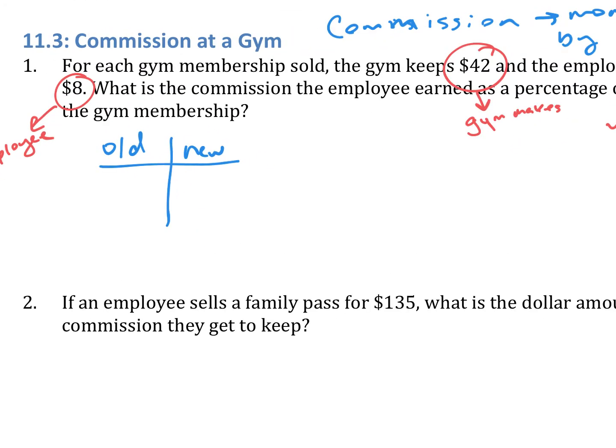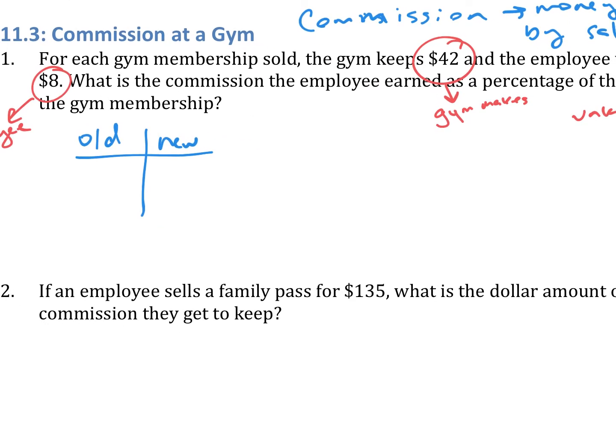So the first thing I notice is that I need the total cost of the gym membership, which is not provided to me. To figure that out, if the gym keeps $42 and the employee gets $8, I'm going to have to add those two together to get $50. So this would be the total cost for the membership. If I'm utilizing my table strategy, my 100% is my old. I don't know my new percent. My cost is $50 and the employee makes $8.